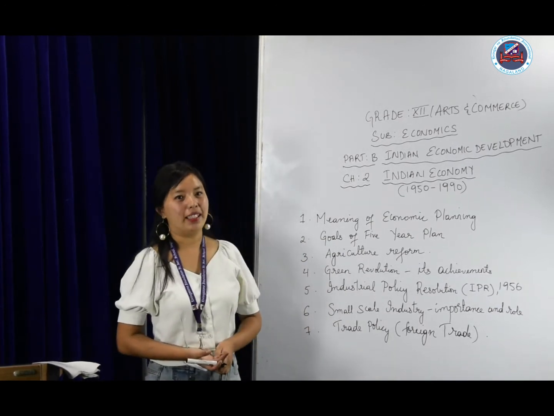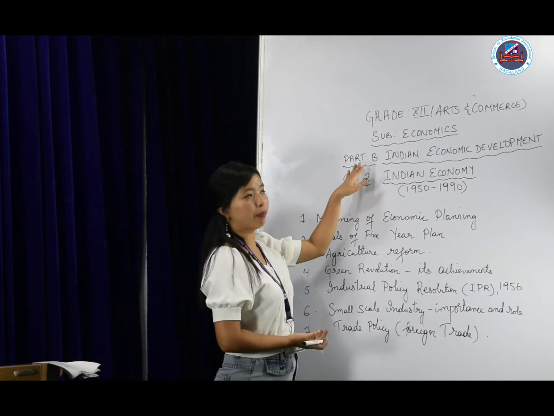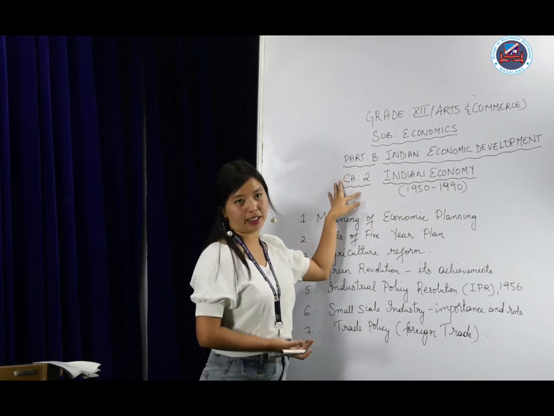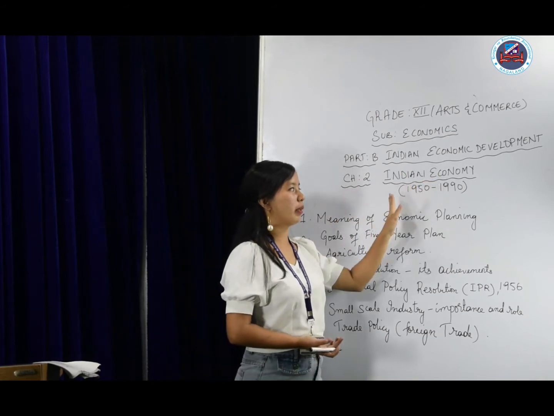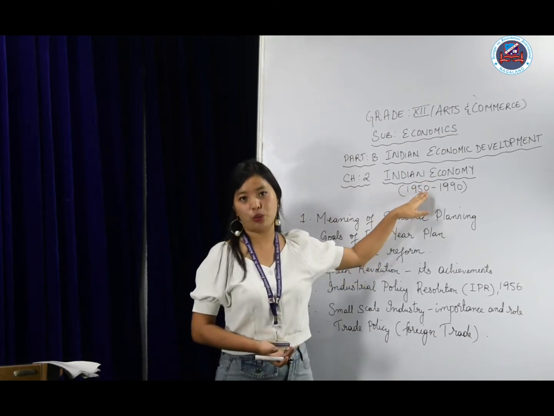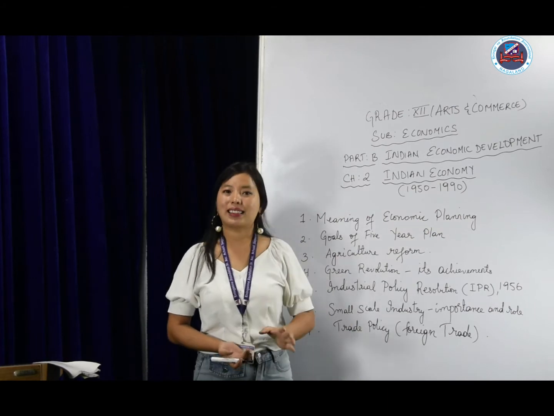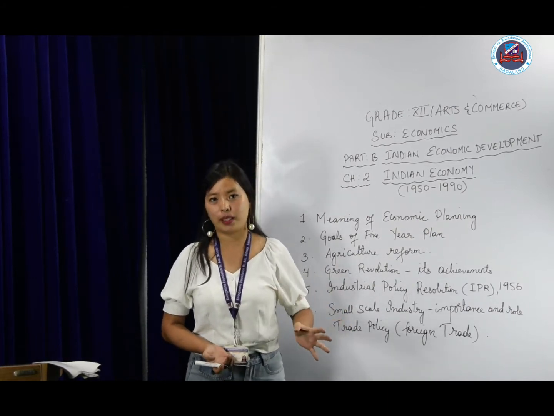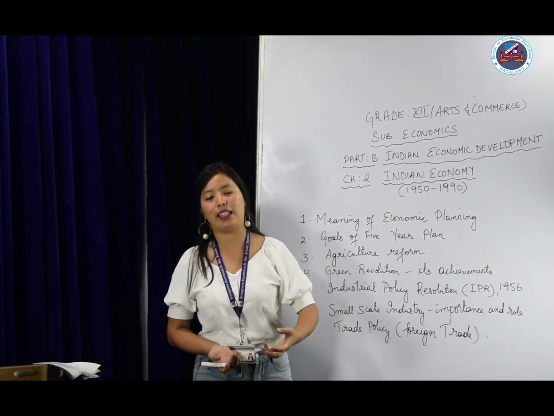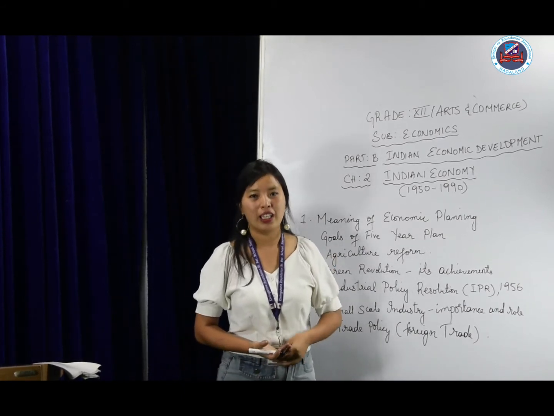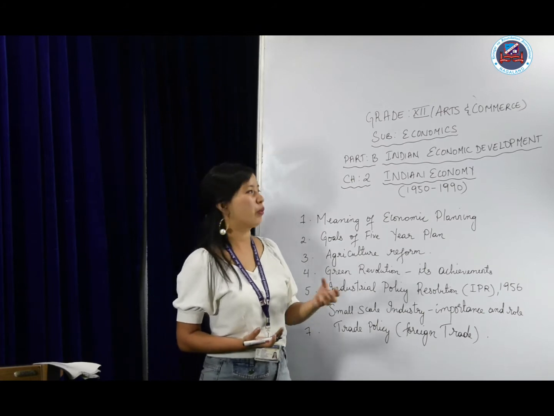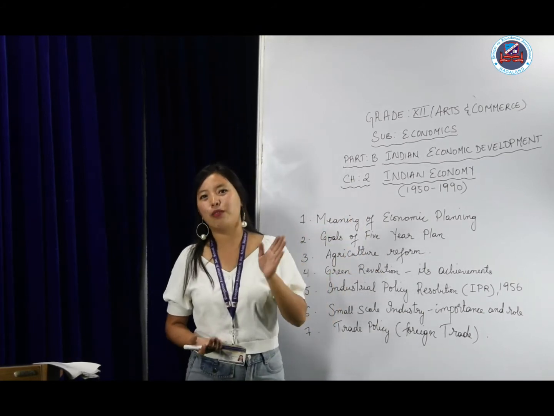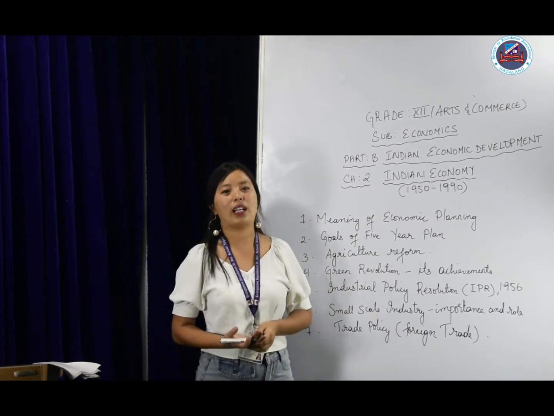Today you are going to learn chapter 2 from Part B, that is Indian Economic Development. The name of the chapter here is Indian Economy from 1950 to 1990. In the last class you have already seen the structure of Indian economy prior to 1947, that is during the British colonial rule. So from today you are going to learn the structure of Indian economy after 1947, that is after we got our independence.